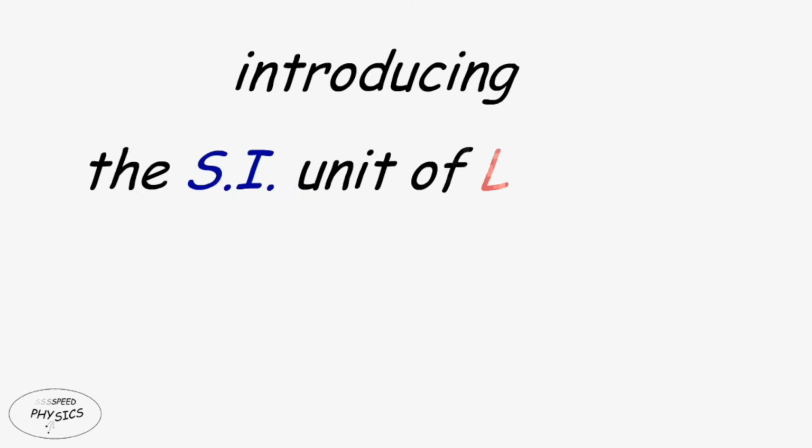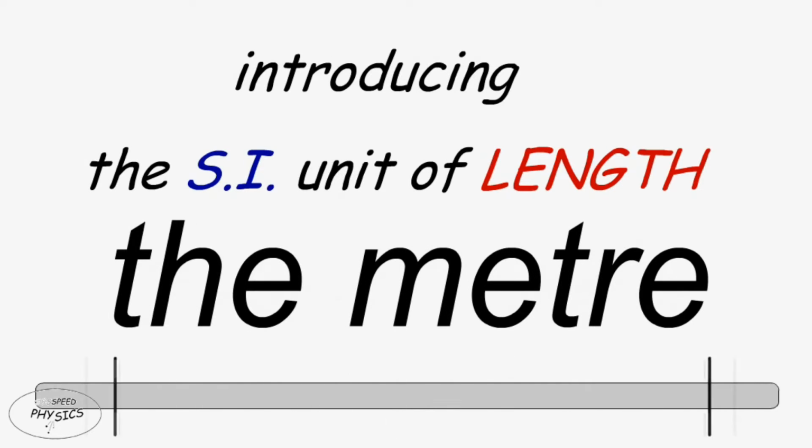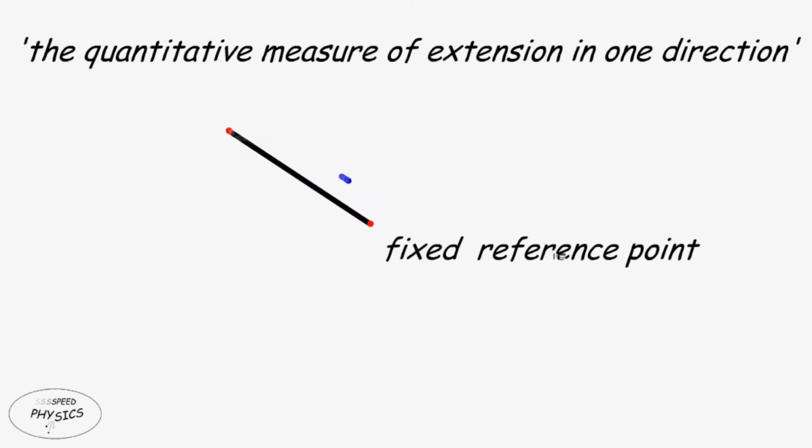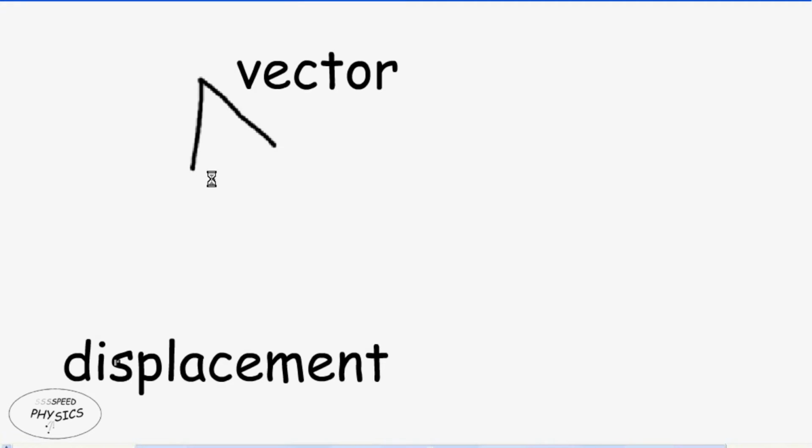Introducing the SI unit of length, the metre. So what is length? Couched in physics jargon, it is the quantitative measure of extension in one direction. Put another way, length is the distance measured from a reference point to any given point in a particular direction. Though to be accurate, when we bring in direction, we are talking about displacement, which is a vector quantity, much like comparing velocity to speed.